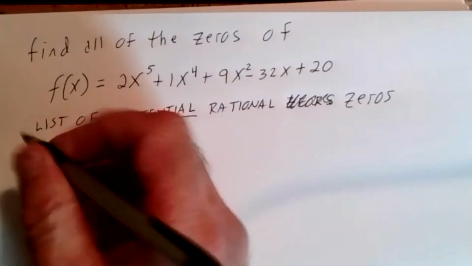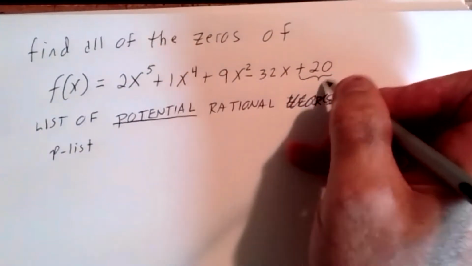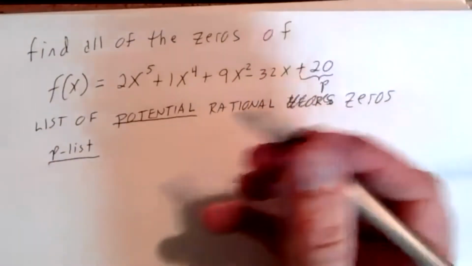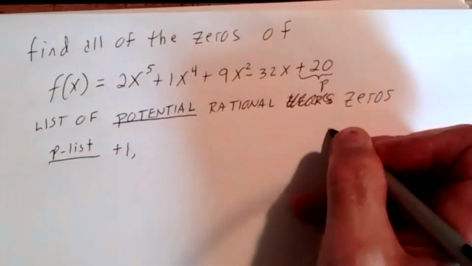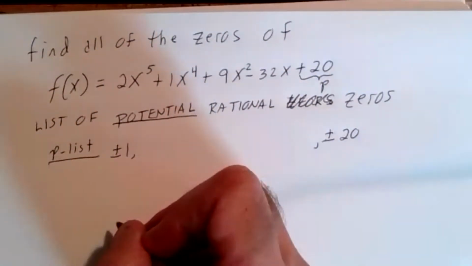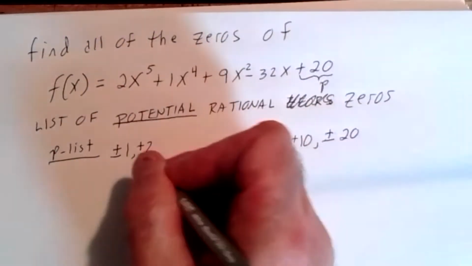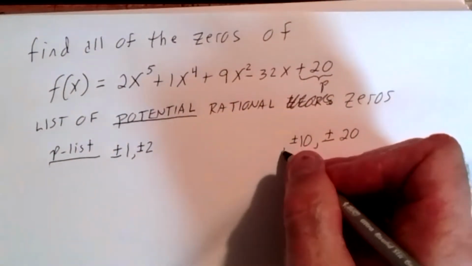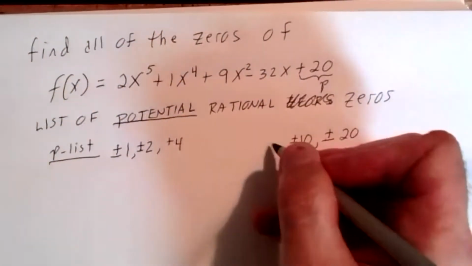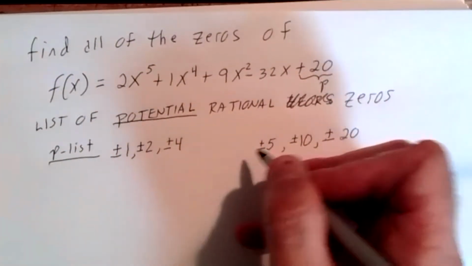So first of all, to build this list, we form our P list, ladies and gentlemen. Our P list constitutes factors of our constant term. So what are factors of positive 20? Positive 1 and positive 20, or we could have negative 1 multiplied by negative 20. We could have a positive 2 multiplied by a positive 10, or a negative 2 multiplied by a negative 10. 3 doesn't go into 20 evenly, 4 does. We could have a positive 4 times a positive 5, or a negative 4 multiplied by a negative 5.